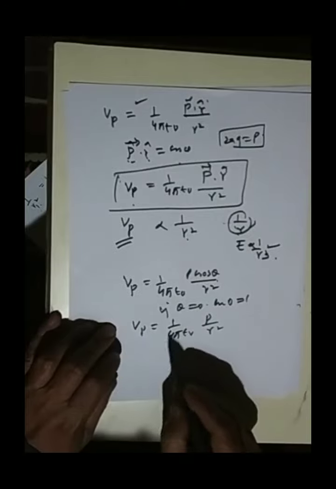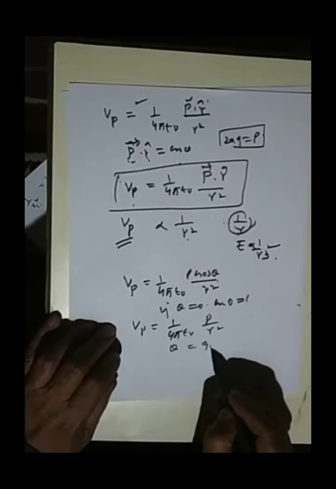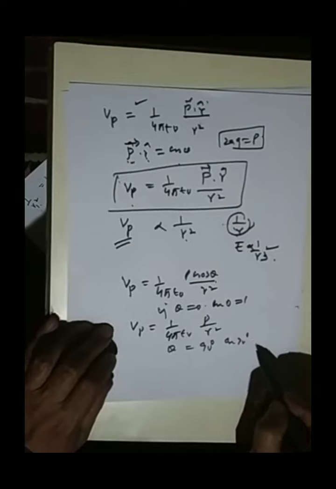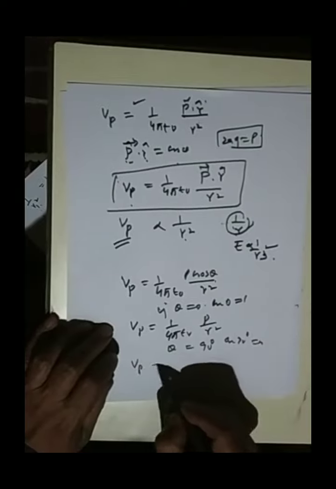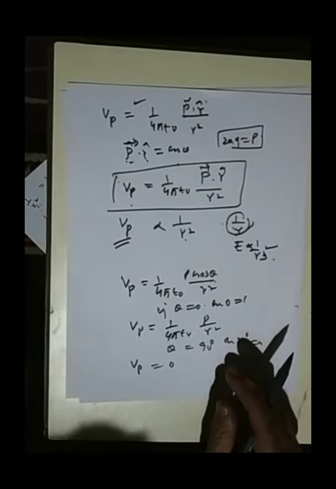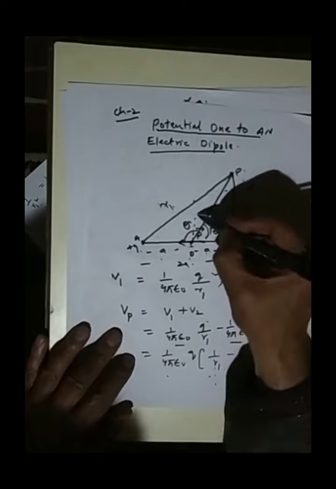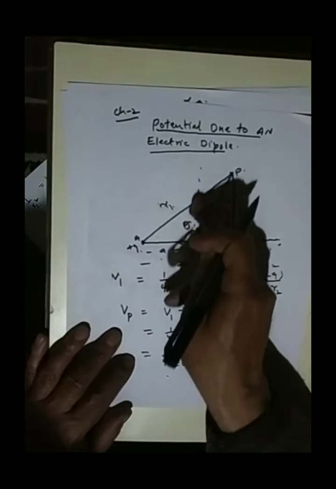Now for the equatorial line, theta is equal to 90 degrees or pi by 2. So cos 90 is equal to 0. So Vp is equal to 0. So if the point lies on this perpendicular line, the potential at every point will be 0.